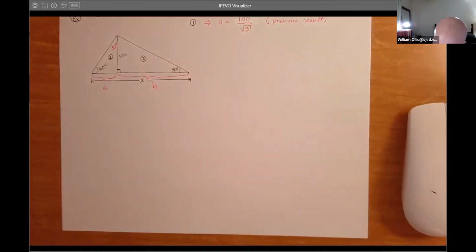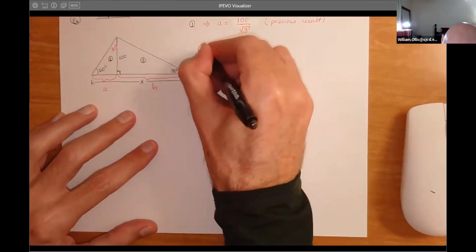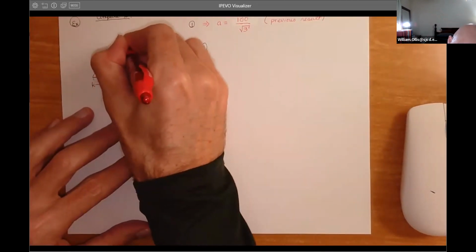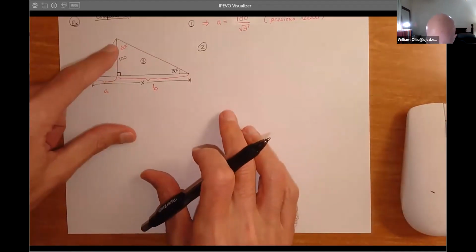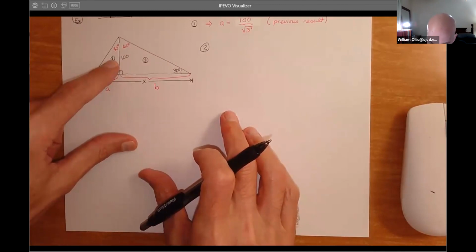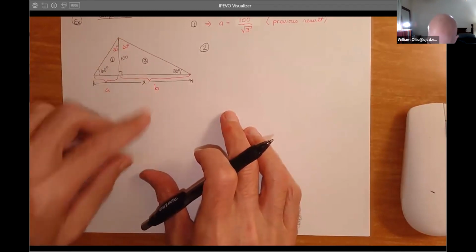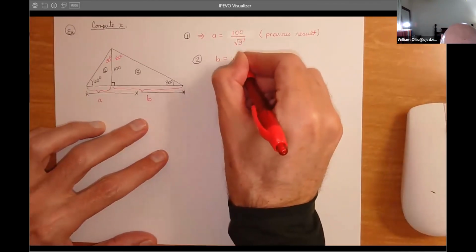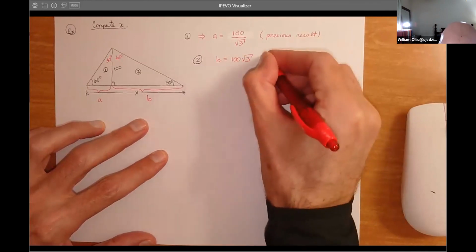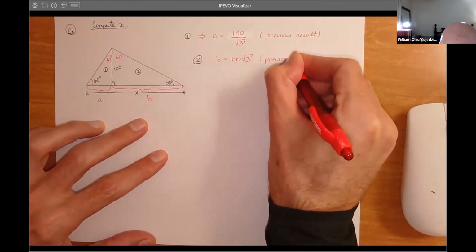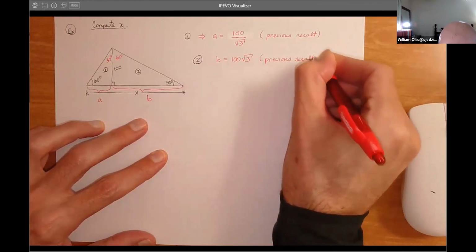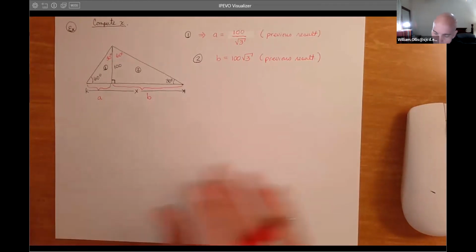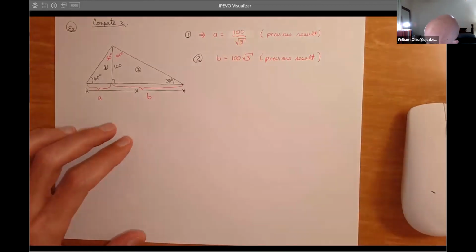And now for 2, let's analyze this. Notice we have another 30, 60, 90. So we can go ahead and put in our 60 degrees up here. And in this particular case, we see that we have the shorter side here. And so now this is the longer side. So now we get B, get the square root. So B is 100 times the square root of 3. It's the longer side. Again, the previous result. There we go. So this is consistent. And consistency is what we like. What we're seeing here is now we're good to finish this problem.